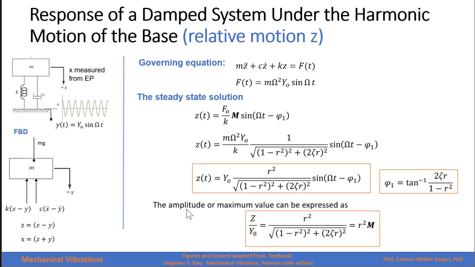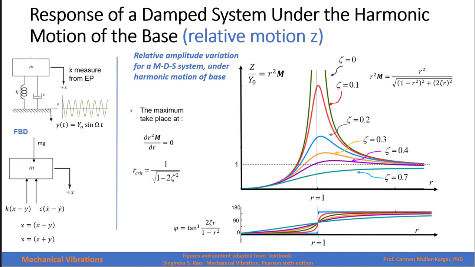So we can write that the maximum amplitude can be expressed as r squared times the amplification factor. The relative amplitude variation for a mass damper system under a harmonic motion of the base is then Z over the magnitude of the motion of the base, and that's equal to r squared times the magnification factor. This is the graph for r squared times the magnification factor, which is this expression right here.